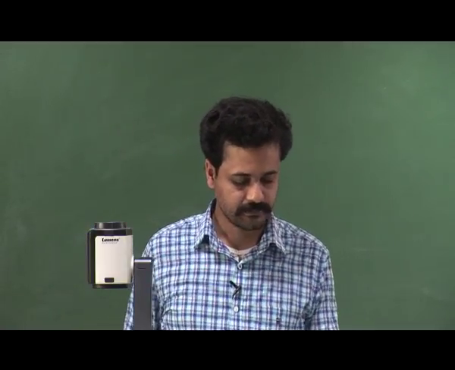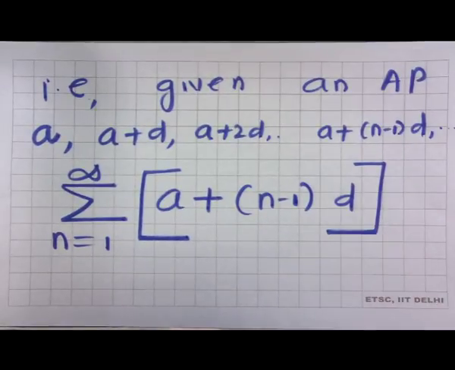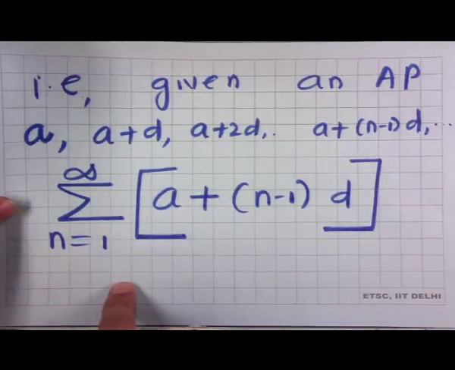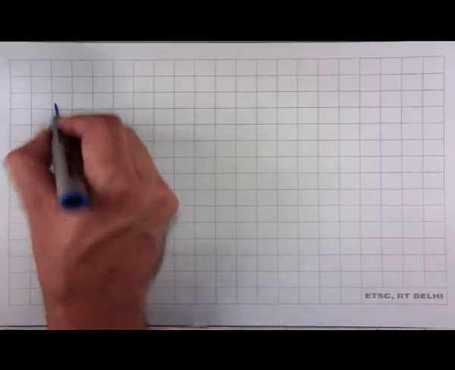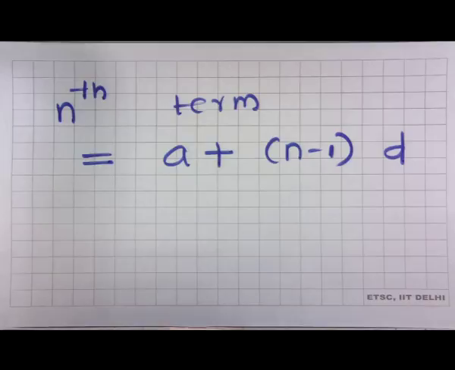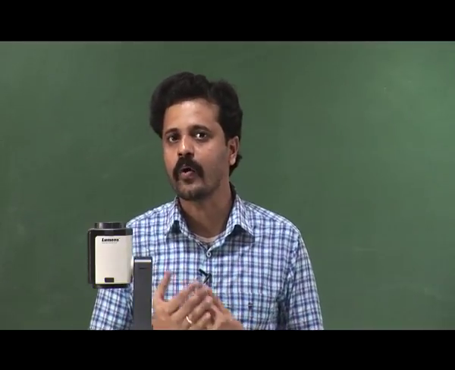Keeping this observation, let us go back to the question. Given an arithmetic progression a, a plus d, a plus 2d, etc., does the infinite series summation n equal to 1 to infinity of a plus n minus 1 into d converge? Does this infinite series finally represent a real value? Note that for this series, the nth term is a plus n minus 1 into d. Bear in mind that a and d are fixed finite real numbers, which are respectively the first term and common difference of the AP.